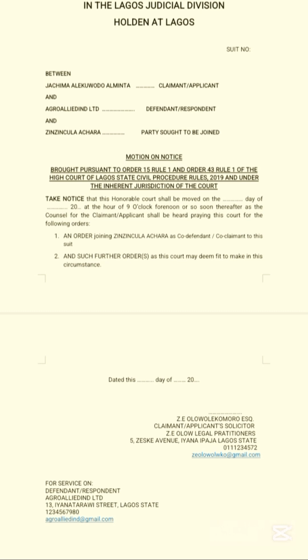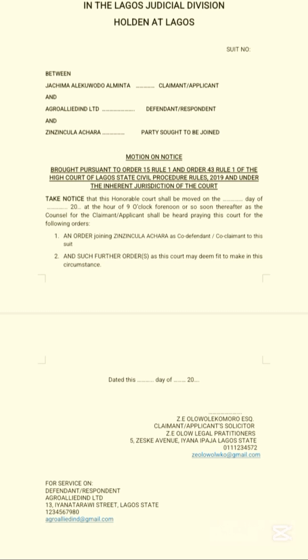Then you write the name of the lawyer. Ensure that it's the name of the lawyer that you wrote immediately after the signature, because it's not the law firm that signs. It is the lawyer that signs. So you write the name of the lawyer. Then who is the lawyer? The lawyer is the claimant applicant's solicitor. Then you write the name of the law firm. Then you now write the address of the law firm. You now write the phone number and the email address.